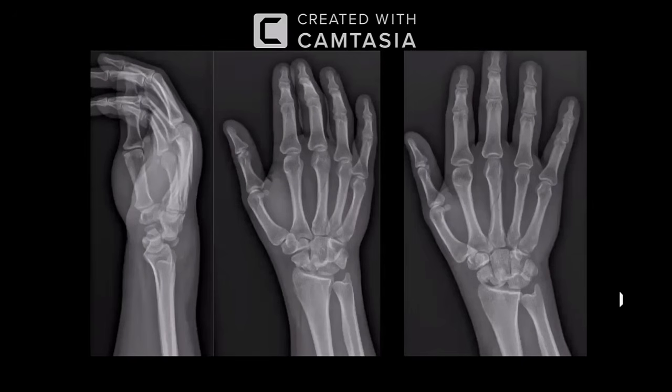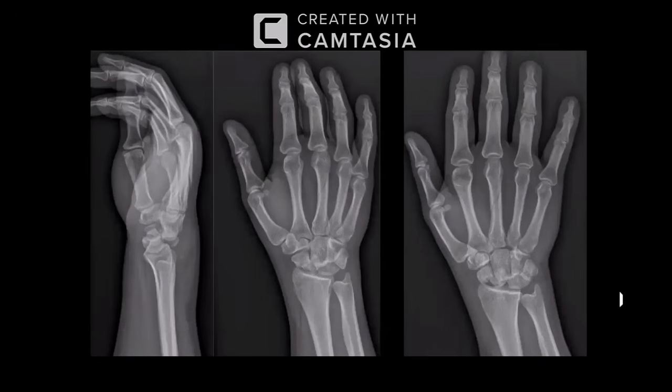There is a displaced fracture through the waist of the scaphoid with dorsal displacement of the distal fragment. The lunate is also mildly rotated, giving a pine cone appearance on the frontal projection. However, its congruity with the radius is maintained on the lateral side.